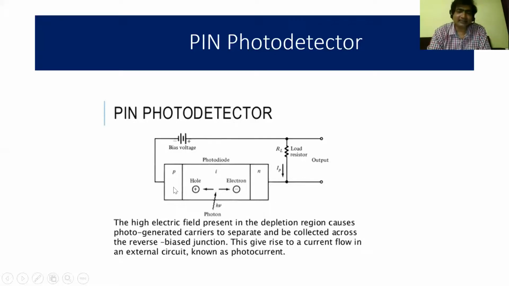Positive region, this is the P region. This is the intrinsic region, which is intentionally added. And this is the N region. So here it is reverse biased. The battery's negative terminal is connected to the P region and the battery's positive terminal is connected to the N region. Hence, this is a reverse biased diode.